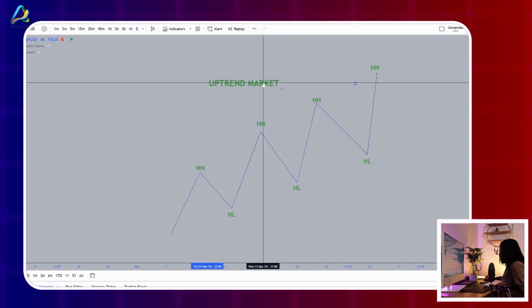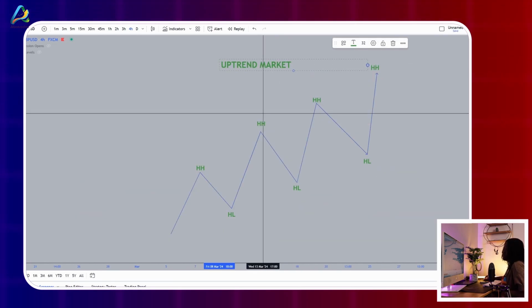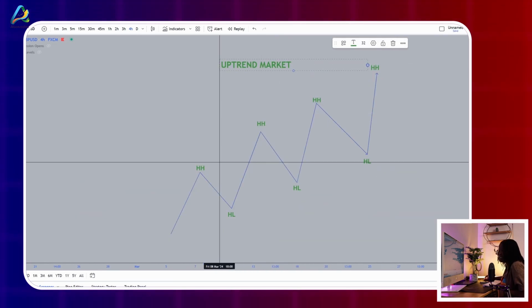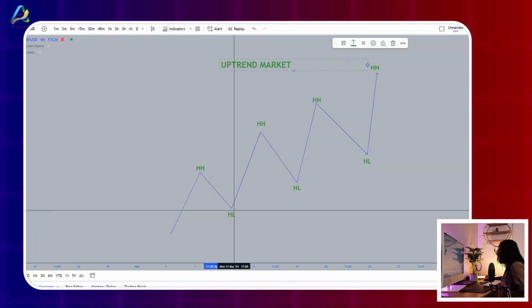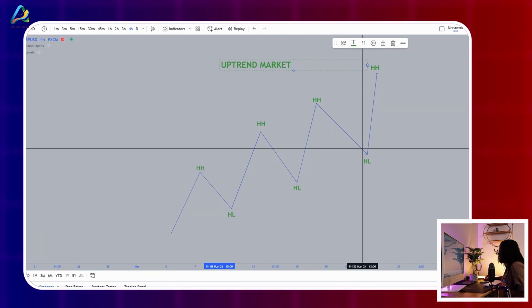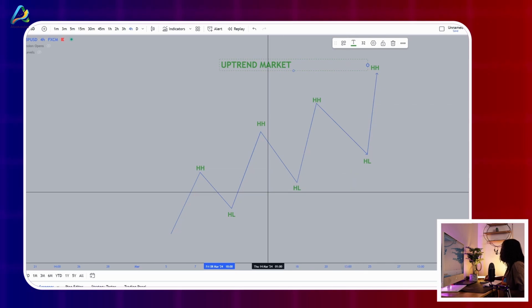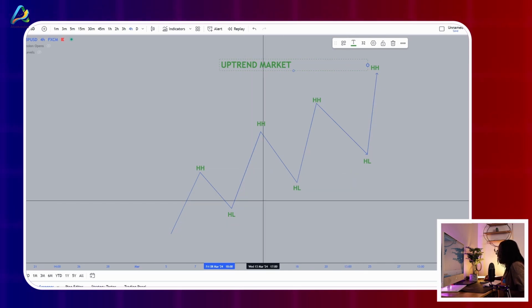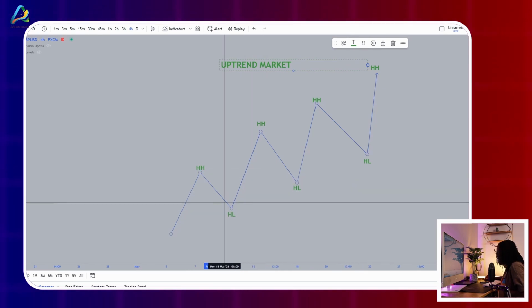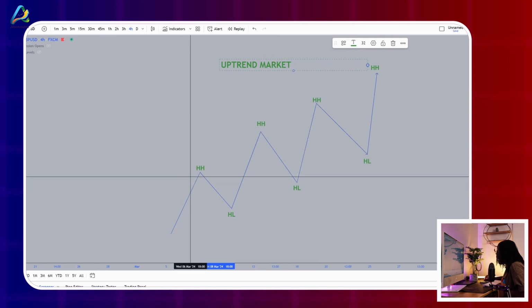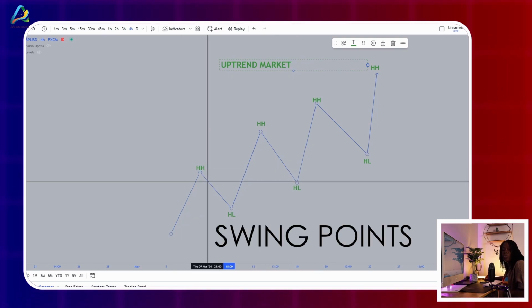Okay, so we have our uptrend market right here, and you remember I mentioned that in an uptrend market, what we can use to depict an uptrend is a series of higher highs and higher lows, higher highs and higher lows, higher highs, higher lows, and a higher high right here. Now one thing I want you to keep in mind is that the major points here, the higher highs and higher lows, are also known as swing points. We call them the swing points.